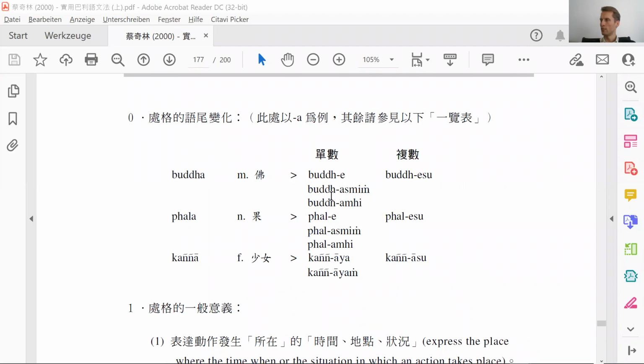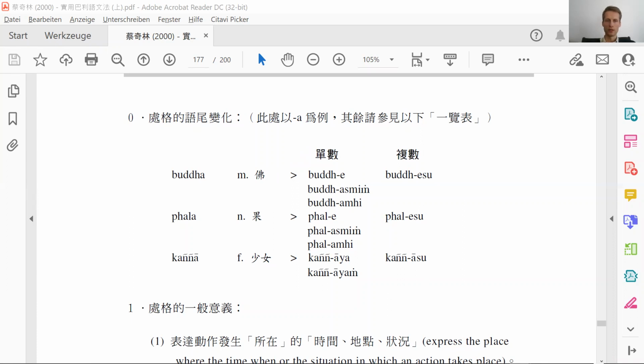So we can have a quick look at the locative forms. Here we have masculine, Buddha, Buddhe, Buddhasmim, Buddhamhi in the singular, and the plural, Buddhesu. And the neuter, fruit, Phala, Phale, Phalasmim, Phalamhi, and plural, Phalesu. And the feminine, Kanya, Kanyaya, Kanyayam, Kanyasu in the plural.